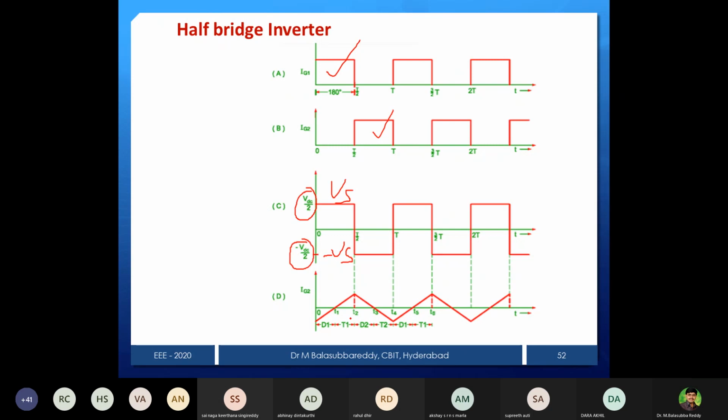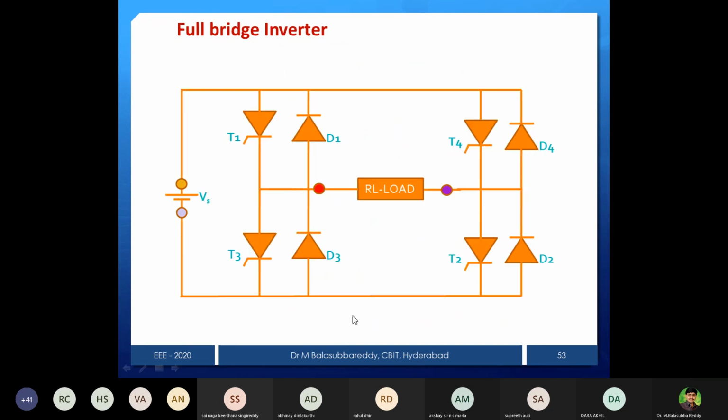That's why, in the conduction of devices, instead of T1 alone, T1 and T2 both will conduct, and this will be D3 and D4, like that. So I will show that. This is the full bridge inverter. Now remember the circuit difference. What is the circuit difference?